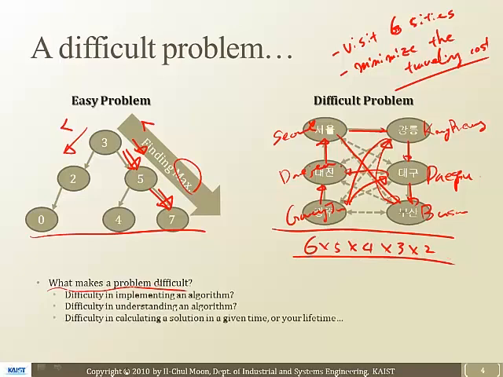So what makes a problem difficult is the difficulty in implementing an algorithm. If you are good at programming, difficult algorithm implementations can be easy, right? It just depends on your skill. It doesn't depend on the problem's nature, right? And difficulty in understanding an algorithm, if you are smart, you might understand that algorithm better. So that depends on your skill, not the problem's nature. Difficulty in calculating a solution in a given time or your lifetime, actually, that depends on the problem's nature.